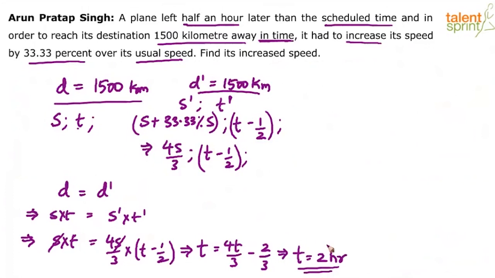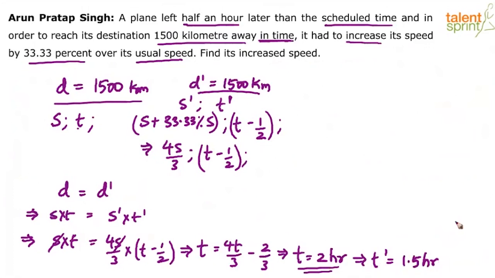Now what do you do? Once you have got one of the variables, you can find out the other variable very easily. If t is equal to 2 hours, what is t dash? T dash will be 1.5 hours, because t dash is t minus half. So 2 minus half is 2 minus 0.5, 1.5 hours. T dash is 1.5 hours.